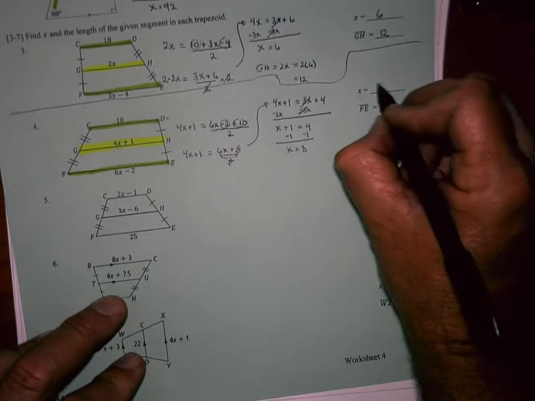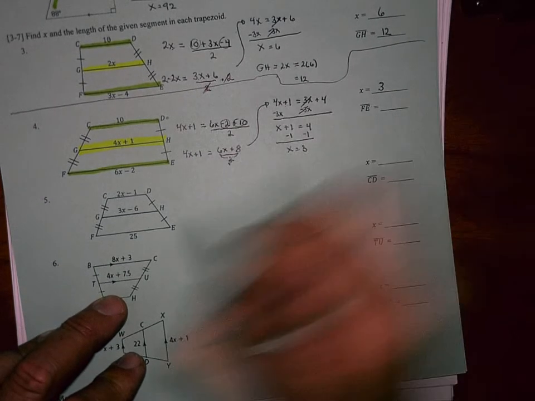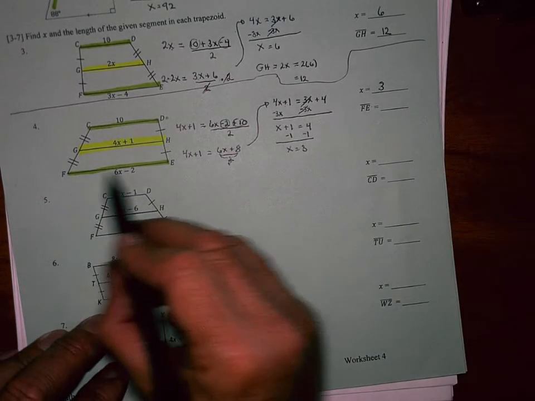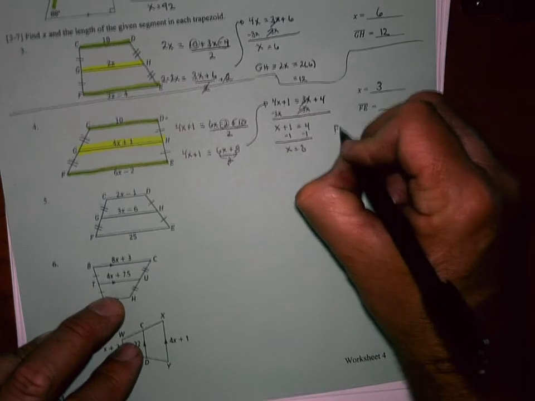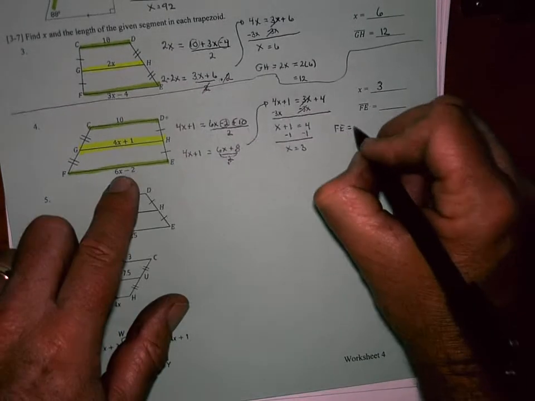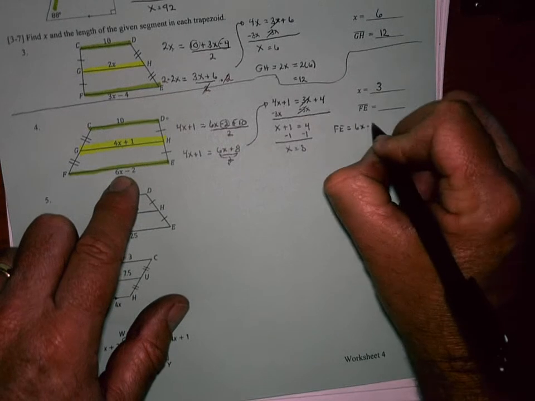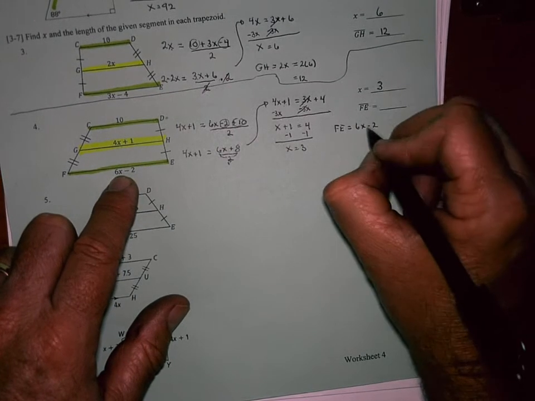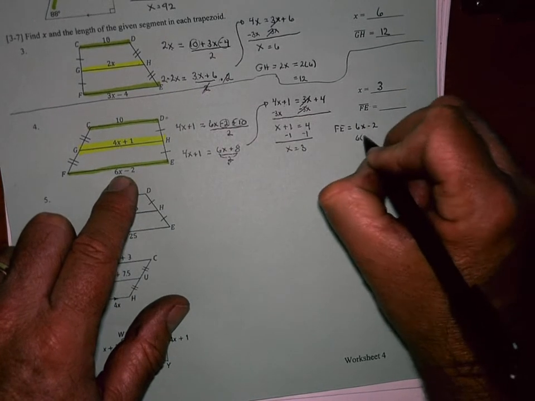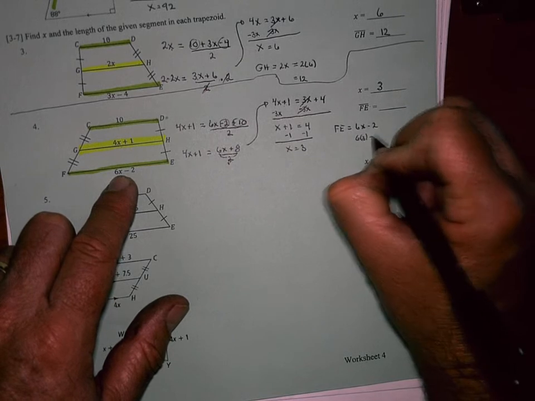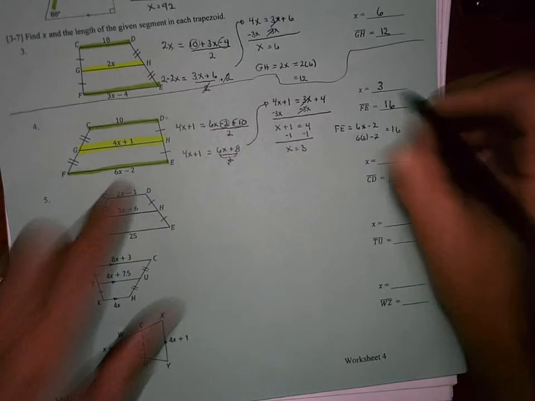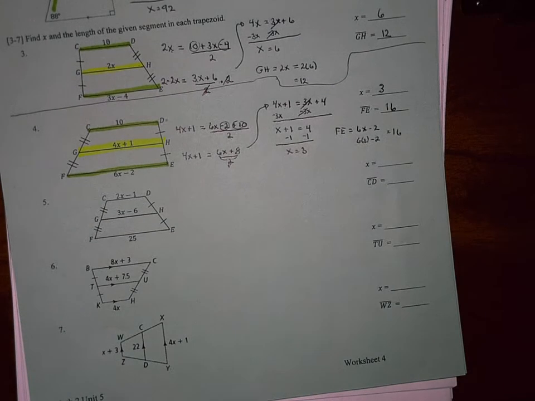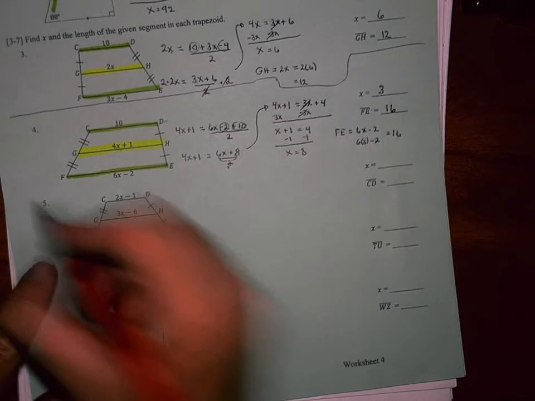Okay, so then we want to find the length of FE. Notice FE is this bottom base. So FE is represented by the expression 6 times x minus 2. We're going to substitute 3 in the place of x to make this 6 times 3, which is 18, minus 2, which is 16. So F to E would be equal to 16. Okay, so that would be how we do number 4.